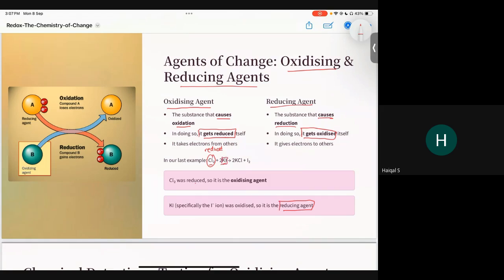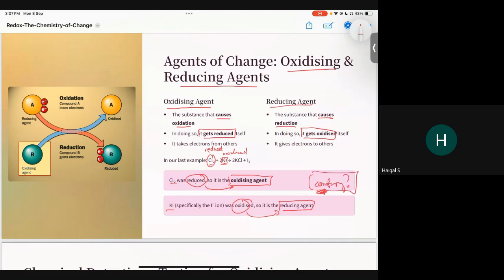KI is oxidized. Who oxidized it? Cl2 must be the oxidizing agent. The other way to look at it is whatever is being reduced is the oxidizing agent. Whatever is oxidized is the reducing agent. I think this way of explaining it is a bit confusing.